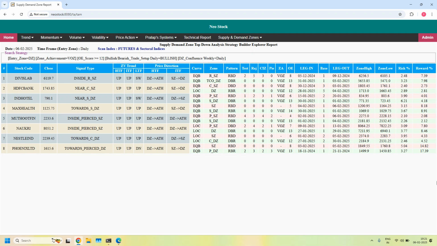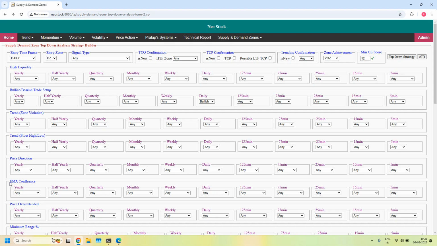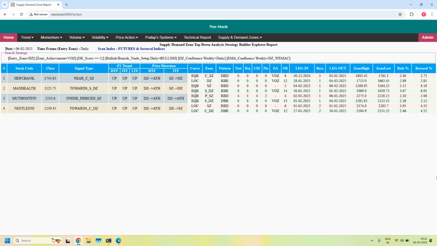So these 8 stocks are having a daily zone overlapped with the weekly zone and supporting bullish trade setup for monthly income trade. For all these 8 stocks, the weekly trend is uptrend, that is ITF trend, and daily zone is overlapped with weekly. That's why let us look for weekly zone having weekly EMA confluence for these 8 stocks. So in the EMA confluence weekly time frame, I am setting the filter weekly demand zone having weekly EMA confluence. With this filter we got 4 stocks out of 8.